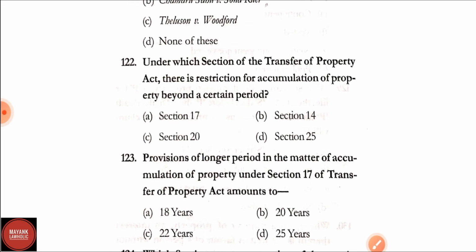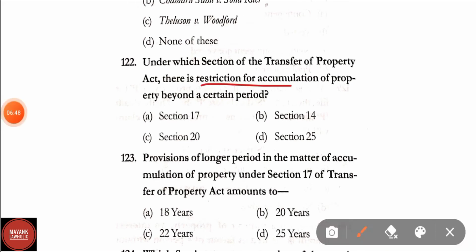Question number 122. Under which section of the Transfer of Property Act is there a restriction for accumulation of property beyond a certain period? Options are section 17, section 14, section 20, section 25. Correct answer is option A, that is section 17.